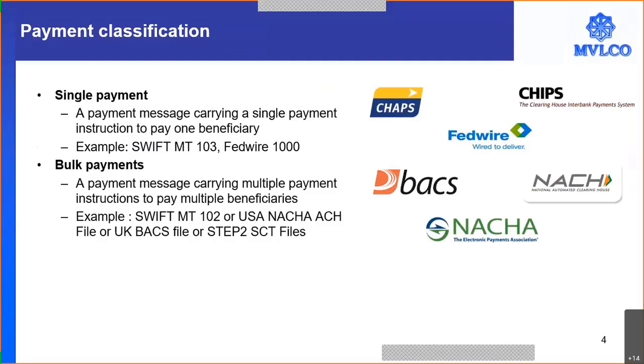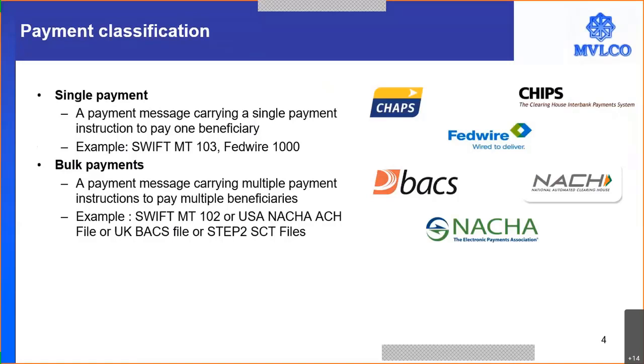In addition to the single payment, you could have bulk payment. Now, bulk payment would be a payment message carrying multiple payment instructions to simultaneously pay multiple beneficiaries. Now, what could be such an example? One simple example could be Infosys making a payment of salaries to its thousands of employees.